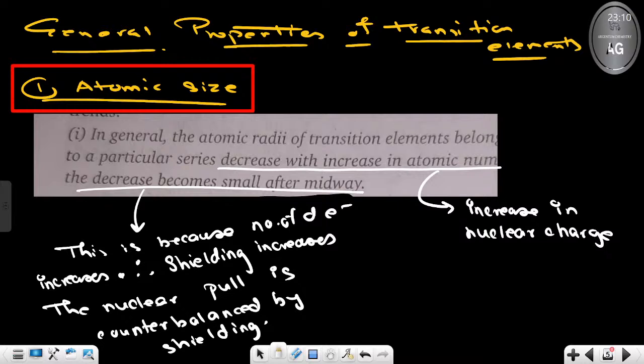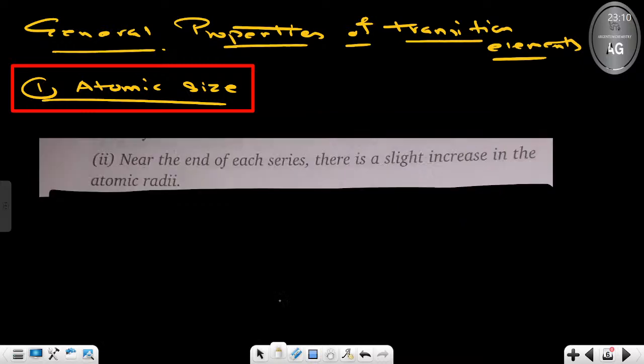Clear? Right? Achha, difference between whom? Difference between one element and its preceding element. Not like that element, the first element of the series. No, therefore there will be a lot of difference between that. But between two elements in the middle, their difference will be lesser. Clear? Next. Near the end, this is the second part of under atomic size only.